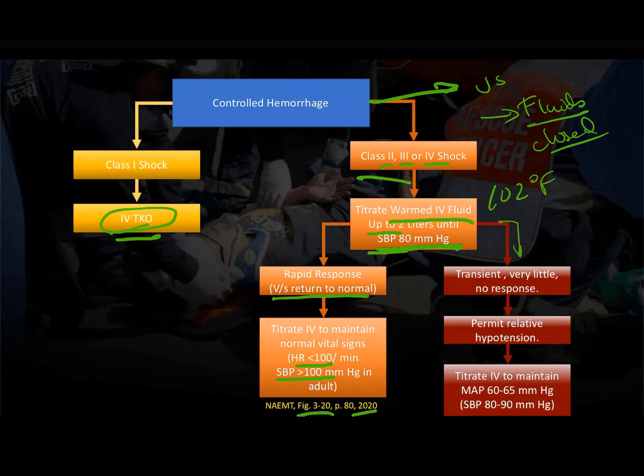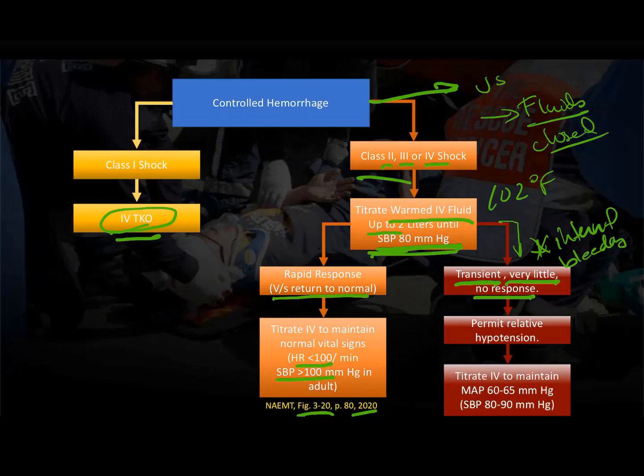Now, if we go the other way, though, if we do the fluid challenge up to 2 liters of fluid, or we get to that blood pressure rather, if we do our fluid challenge and our systolic blood pressure reached 80 millimeters of mercury, and when we take a pause for reassessment, we see no response at all. It continues to stay low or decline. If there is a response, it's either very little or transient. It doesn't last very long. In those cases, we have pretty good suspicion that the patient has internal bleeding.